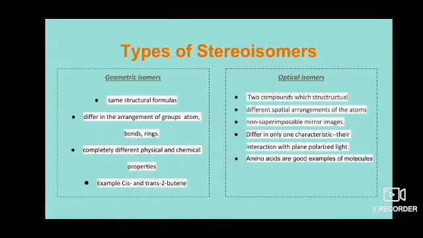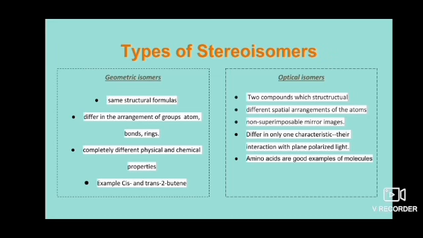Types of stereoisomers. There are two types of stereoisomers: geometric isomers and optical isomers. Geometric isomers have the same structural formula but differ in the arrangement of groups, atoms and bound rings. They have completely different physical and chemical properties.